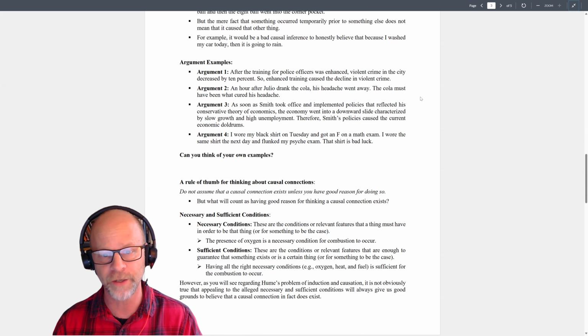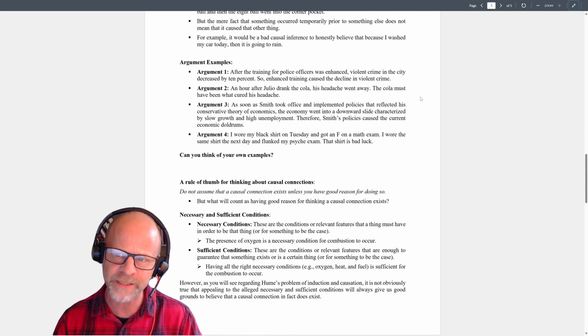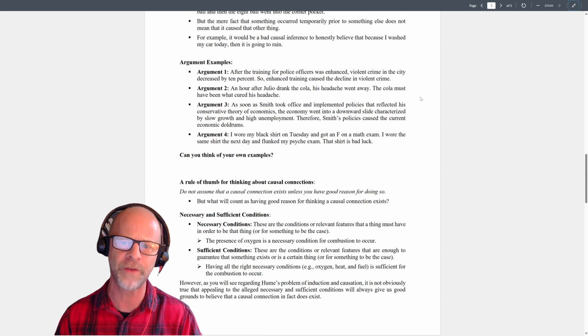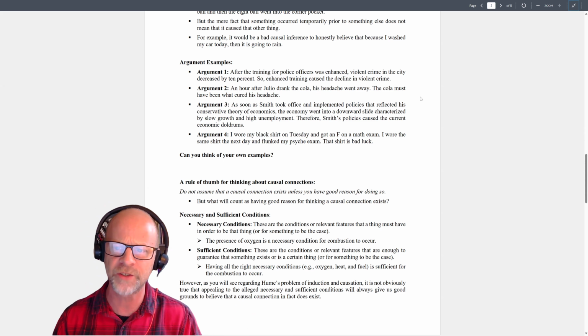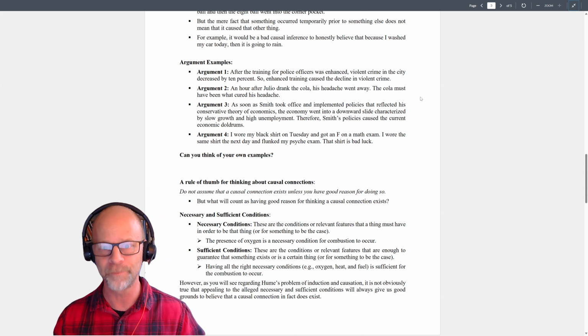The third argument here says, as soon as Smith took office and implemented policies that reflected his conservative theory of economics, the economy went into a downward spiral characterized by slow growth and high unemployment. Therefore, Smith's policies caused the current economic downfall, right?